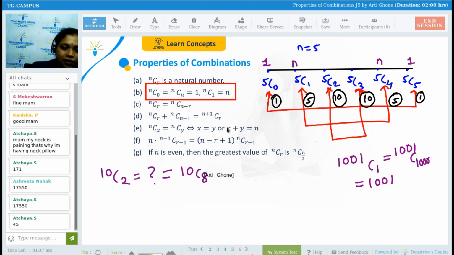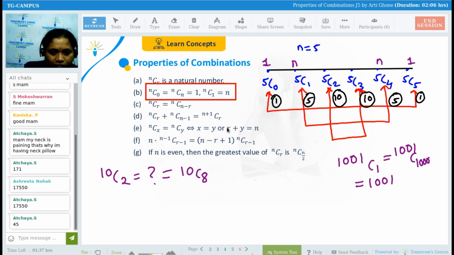Isn't it equal to 10C8? Okay. This is property number C, which is again an extreme. You are solving. I am just asking you on the number line. 10C2 is equal to 10C8. Clear? Okay. With the property now.